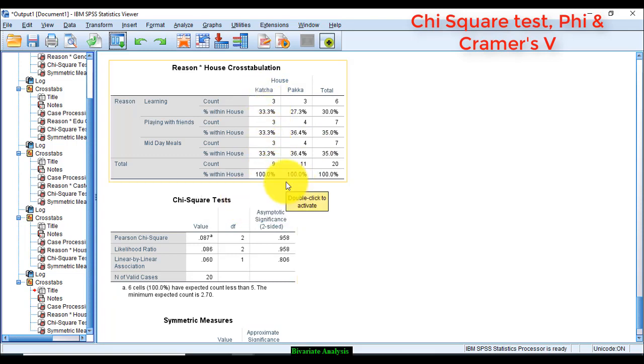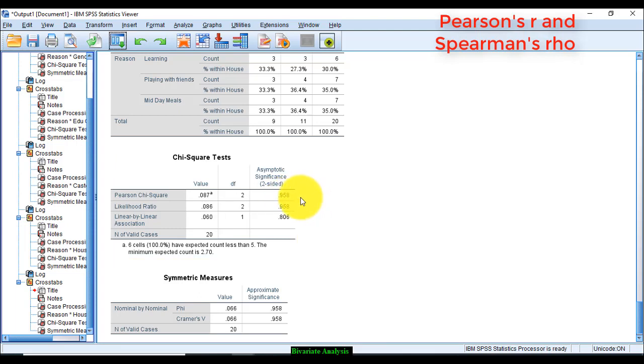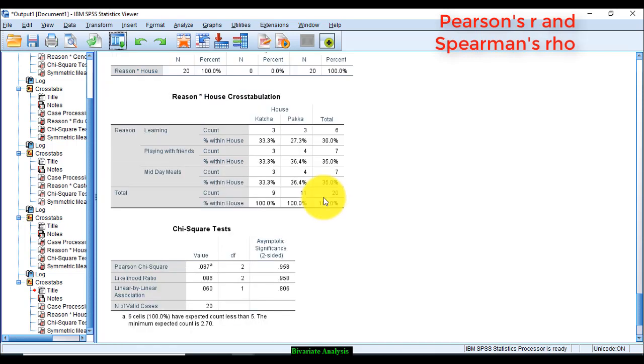Now, in order to test whether the reasons to go to school are related with the type of house, we check the chi-square test statistics. This Pearson's chi-square test statistic value is 0.087 with 2 degrees of freedom. The significant value is 0.958, which is not less than 0.05 or the level of significance. We fail to reject the null hypothesis, stating that the reasons to go to school are not related with the type of house.